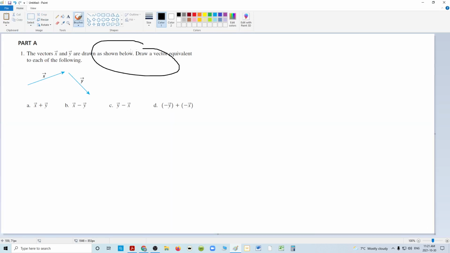So below, we're going to add these two. We're going to subtract one from the other. We're going to subtract the other one from the other. We're going to make both of them negative and add them together, and it's just to show you how to do it. So let's start by adding them together.